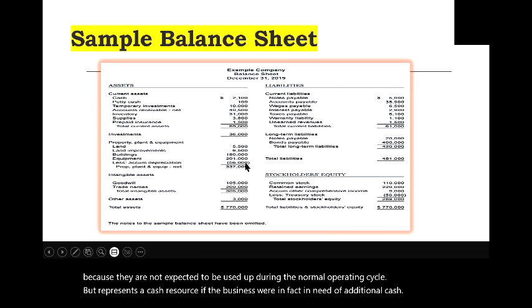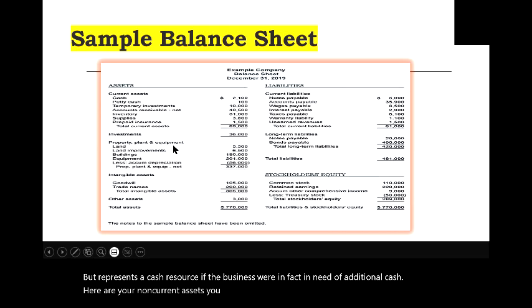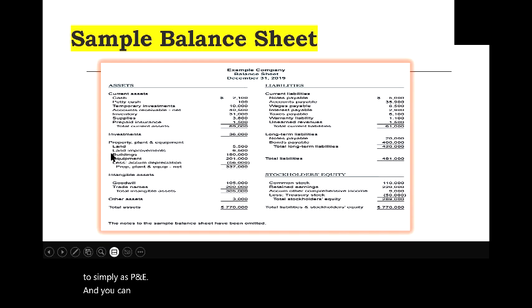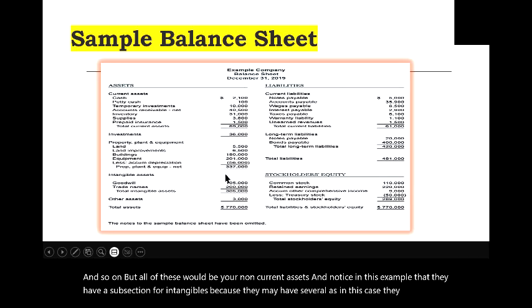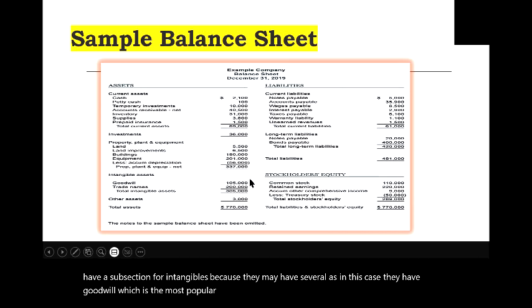Here are your non-current assets. You have property, plant, and equipment, sometimes referred to simply as PP&E. And you can see land. And then you have land improvements. There are buildings, and so on. But all of these would be your non-current assets. And notice in this example that they have a subsection for intangibles because they may have several, as in this case, they have goodwill, which is the most popular form of intangible.